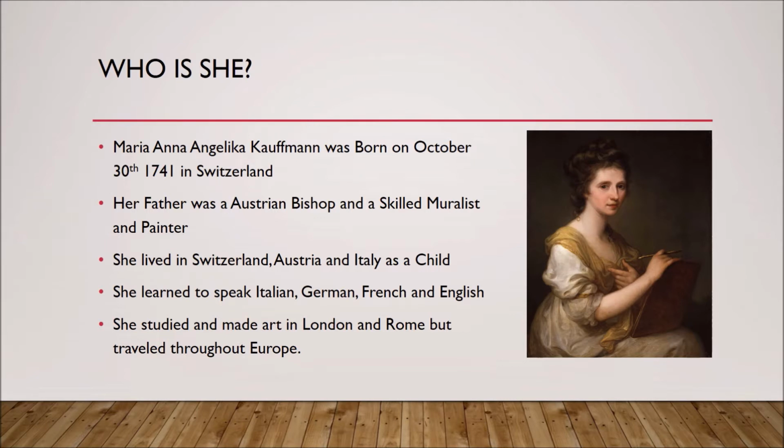He painted murals and other paintings. Now, throughout her life, they moved around in her childhood, and she lived in Switzerland, Austria, and Italy. She learned to speak Italian, Greek, French, and English, as well as her native Swiss. Once she was an adult, she was able to move around and study art in many places. She studied in London and Rome, but she traveled throughout Europe throughout her life. Most of her artwork was done in London and Rome, by the way.